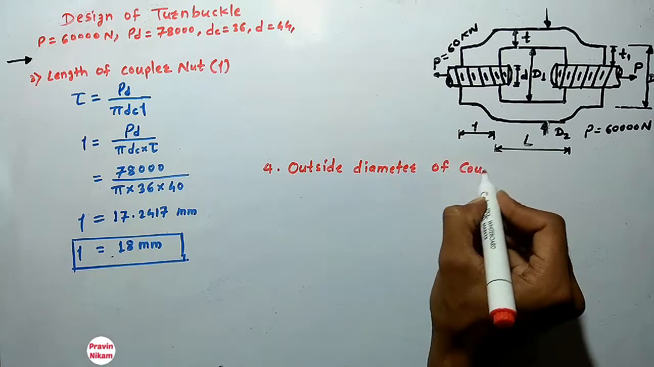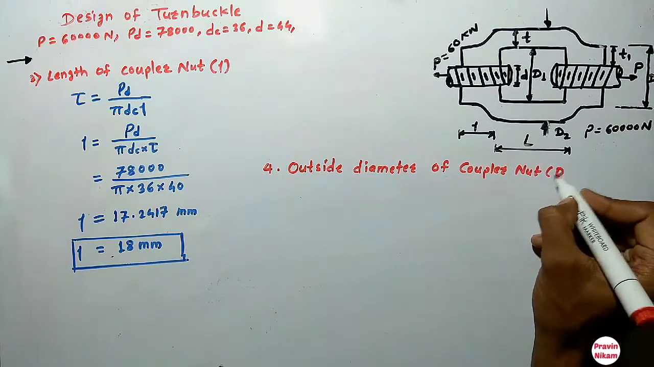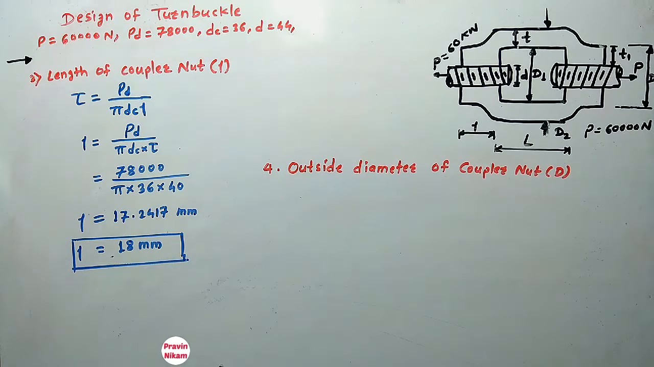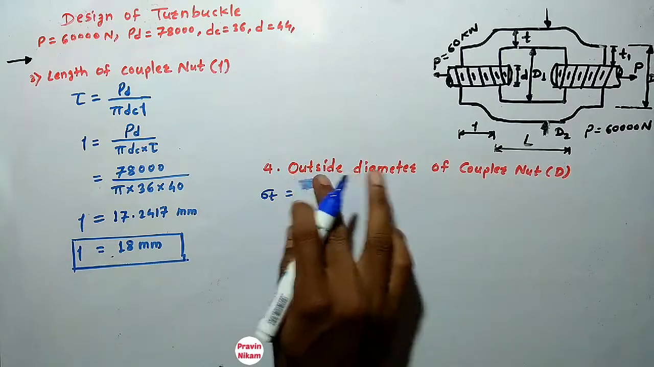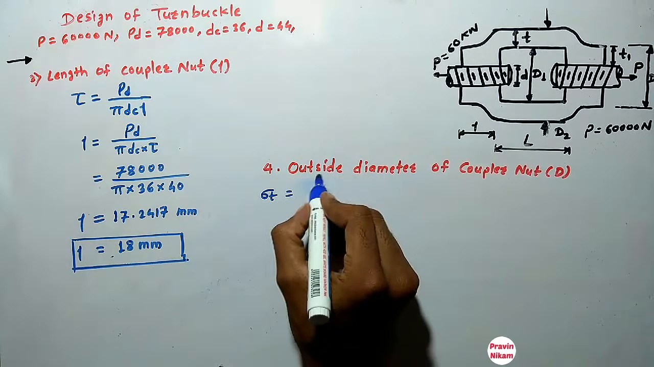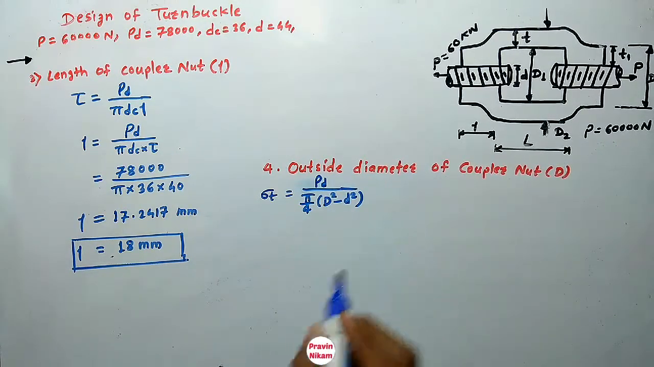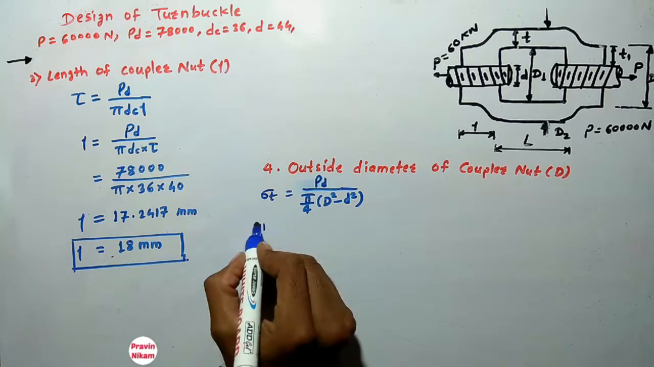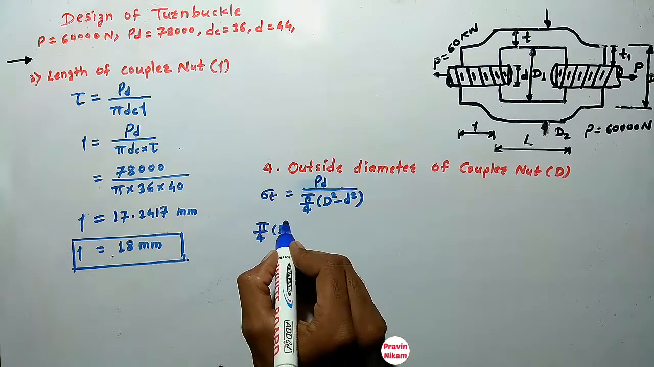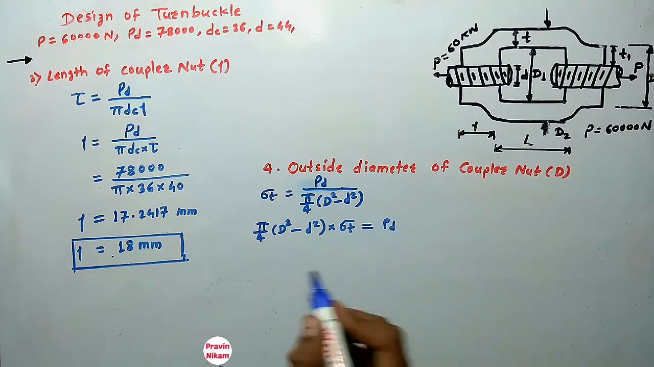Outside diameter of coupler nut, that is this diameter D, capital D. So we know that coupler nut fails in tension. So sigma T is equal to PD divided by pi by 4 (D square minus small d square). From that we have to find this D. So pi by 4 (D square minus d square) into sigma T is equal to PD.